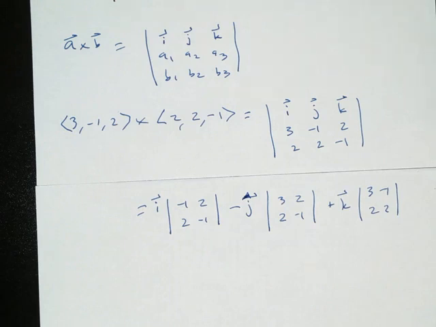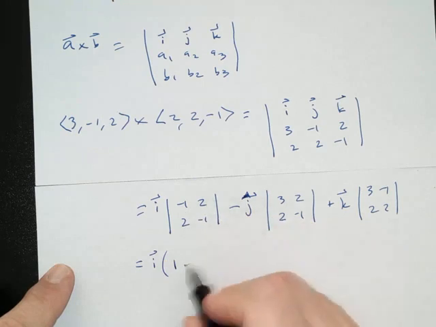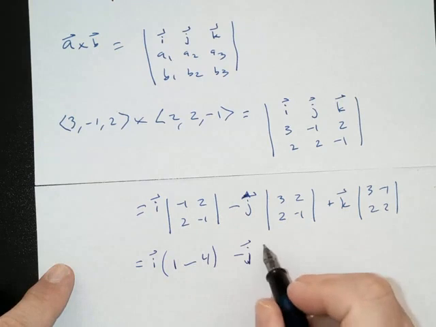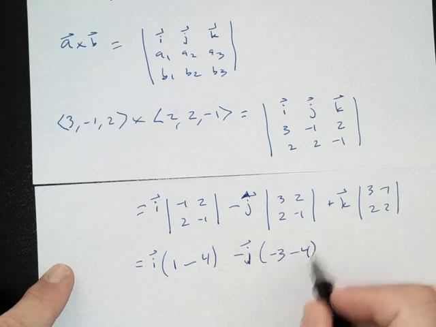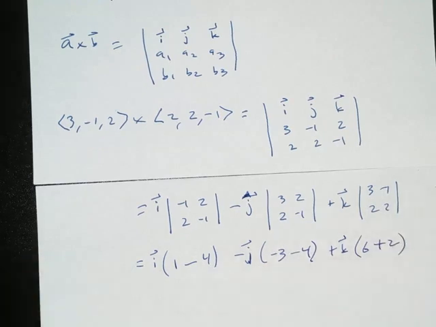The single most common mistake at this point, don't forget that minus in the middle of the j. Now, do the 2 by 2s. Down, minus, up. -1 times -1 is +1, minus 2 times 2 is 4. -1 times 3 is -3, 2 times 2 is 4. 3 times 2 is 6, minus -2 becomes a +2.